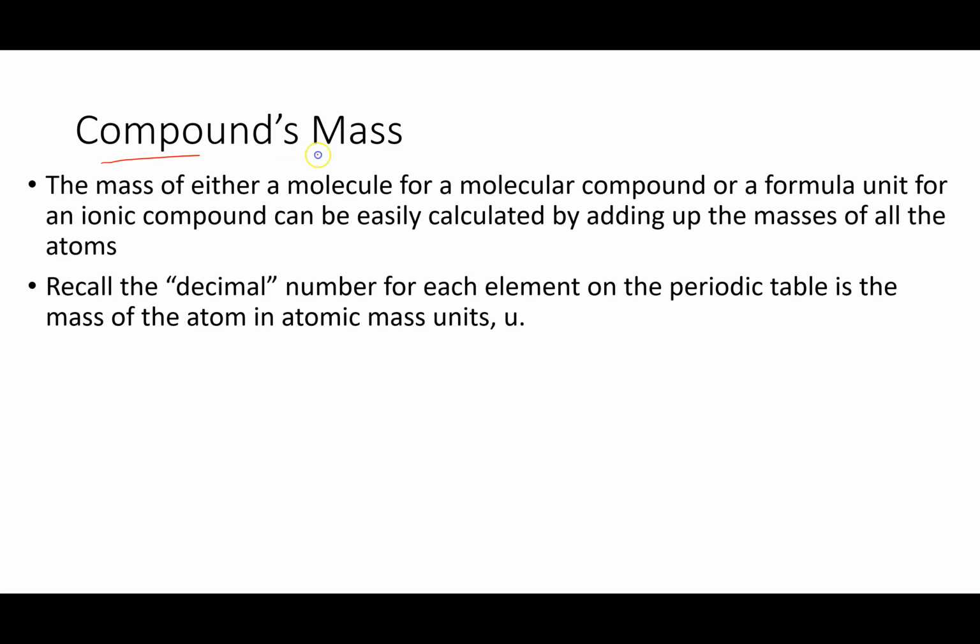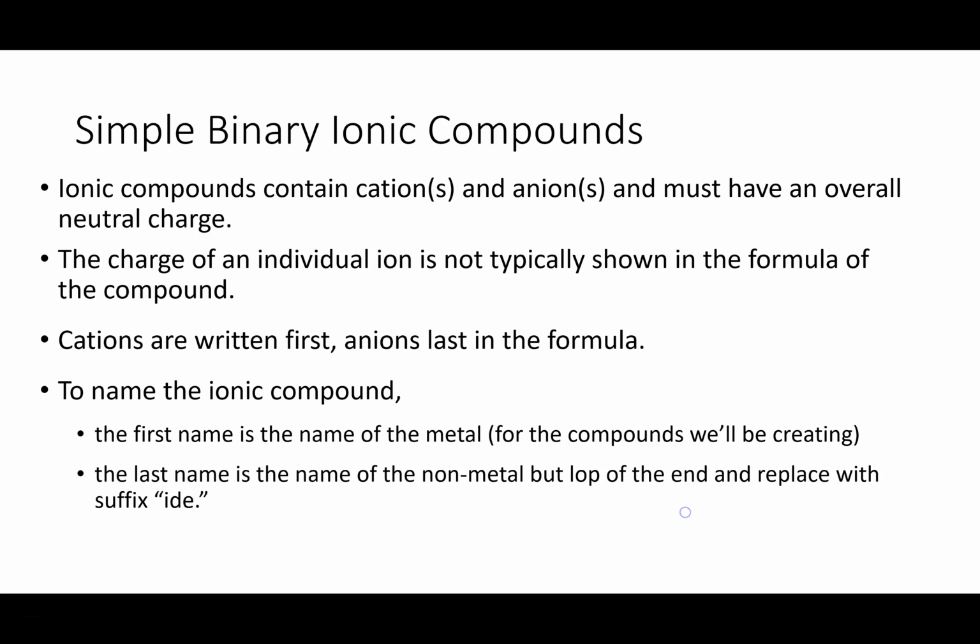A relatively straightforward calculation is to calculate how much a compound weighs. Now, units are going to be AMUs or U's, okay? And so basically all you've got to do is add up the decimal numbers. So for instance, the example I think we looked at for water, you take 2 times the decimal number for hydrogen plus 1 times the decimal number for oxygen, and that's how much a water molecule would weigh in atomic mass units or U's.